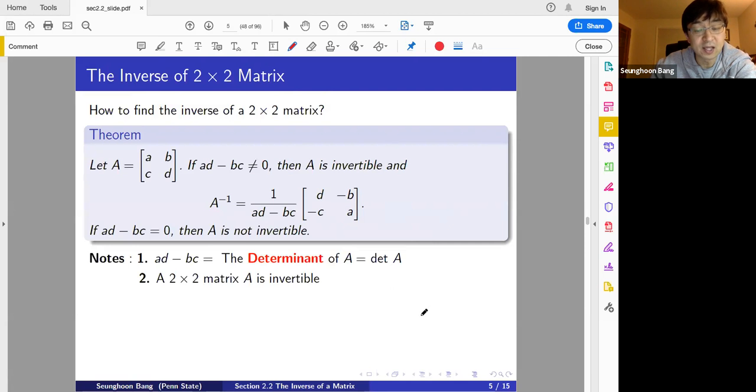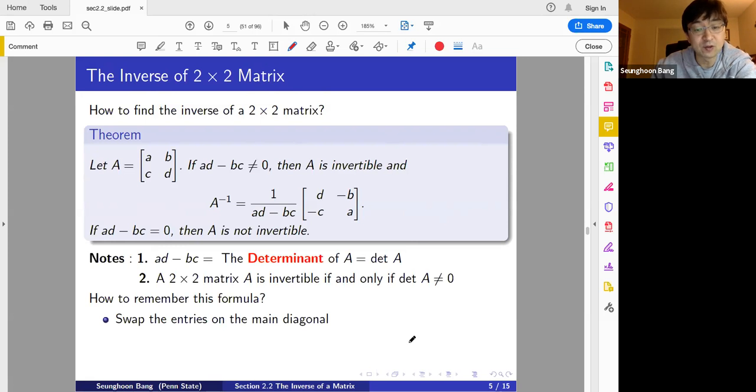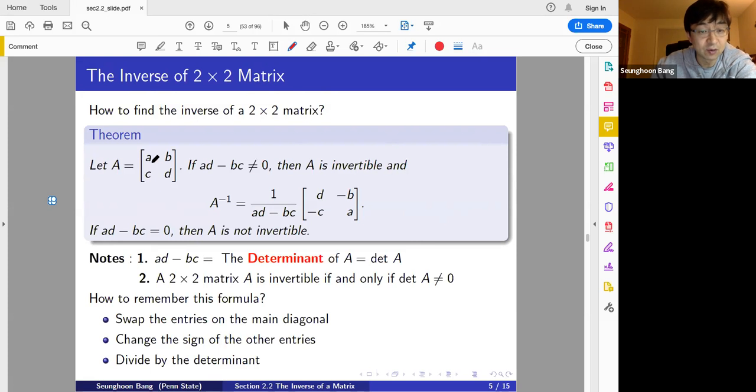The 2 by 2 matrix A is invertible if and only if the determinant of A is not equal to 0. How to remember this formula? Swap the entries of the main diagonal, change the sign of the other entries, and divide by the determinant. Here, you interchange A and D, so we have D and A. Take the negative sign for B and C, negative B, negative C. Next, divide by the determinant of A, AD minus BC. That's the whole idea for finding the inverse of a 2 by 2 matrix.